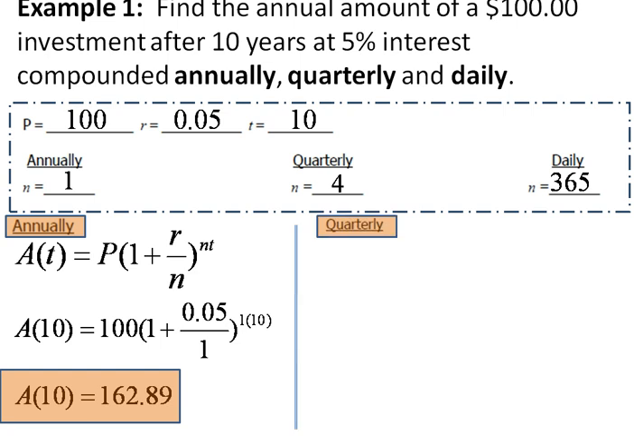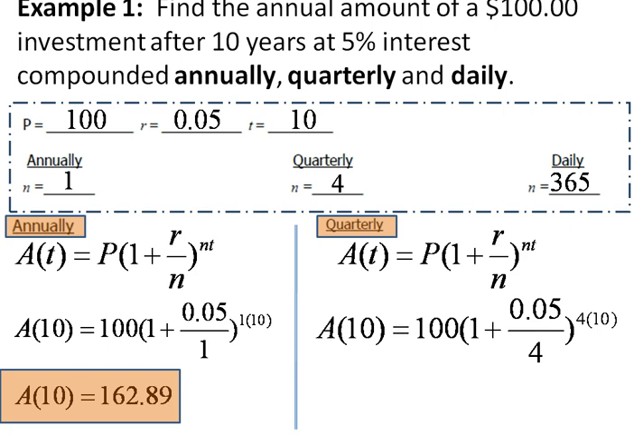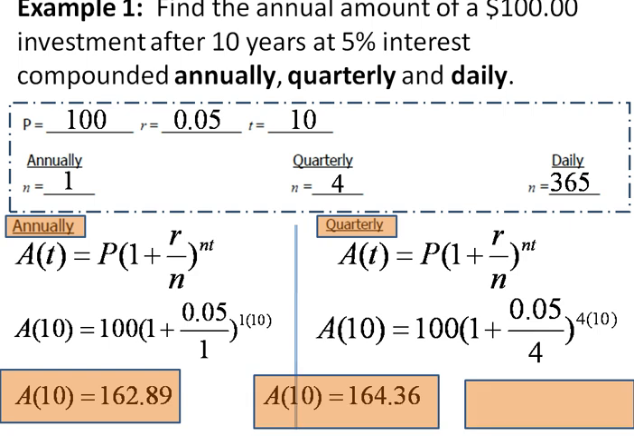So make it real. Quarterly, the only thing that changes is the N value. Quarterly is 4 times a year, or annually is 1 time a year. Same numbers, same formula. Plug them all in, type it in the calculator, boom, 164.36. Daily, so we're compounding it every day of the year. It's 365 days, not including leap year. Plug it in, same thing, work it out. We're not going to show you that example, but check your own work.